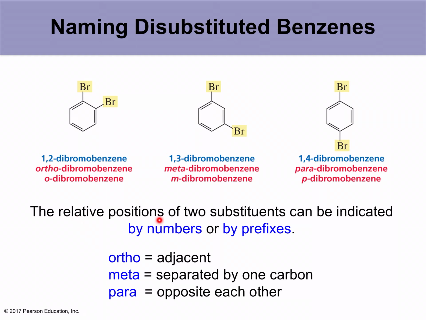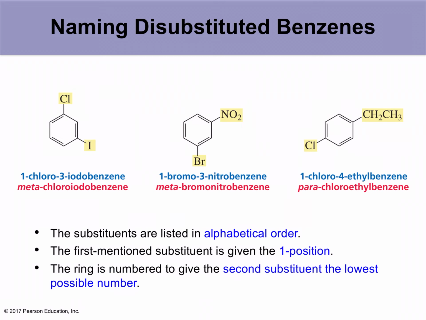The relative positions of two substituents can be indicated by numbers or by prefixes. Numbers would be, this is number 1, 2. So it's 1,2-dibromo. 1, 2, 3. 1,3-dibromo. 1, 2, 3, 4. 1,4-dibromo. Or you can say ortho, meta, para. Ortho is the adjacent one. Meta is separated by one carbon. Para is opposite each other. Okay.